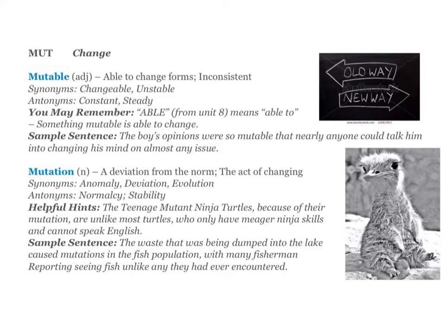Your next root is mute, which means change, and your first word is mutable. Mutable means able to change forms or inconsistent. Your synonyms are changeable or unstable, and your antonyms are constant or steady. You may remember that able from Unit 8 means able to, and something mutable is able to change. Your sample sentence is, the boy's opinions were so mutable that nearly anyone could talk him into changing his mind on almost any issue.